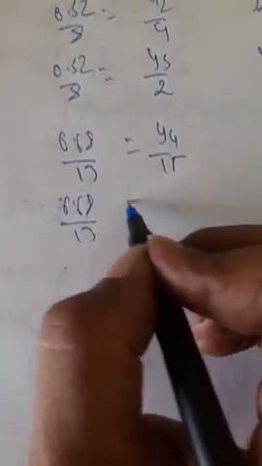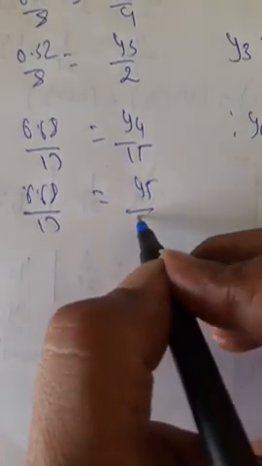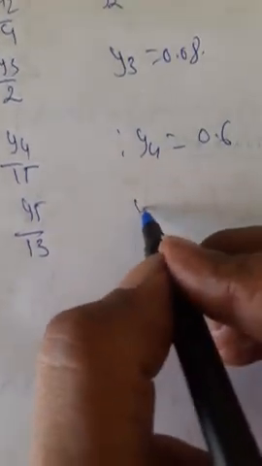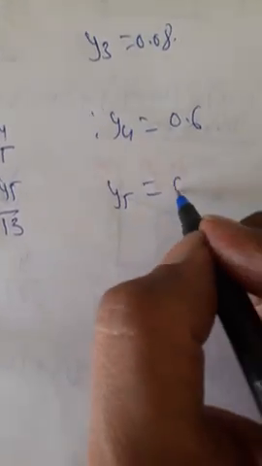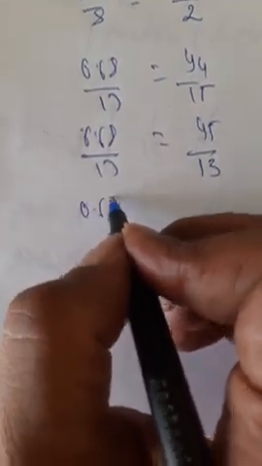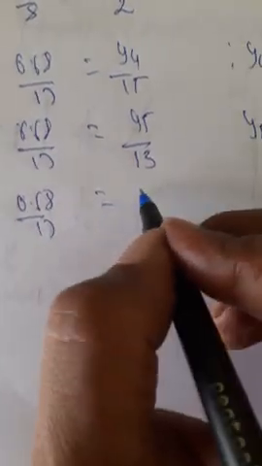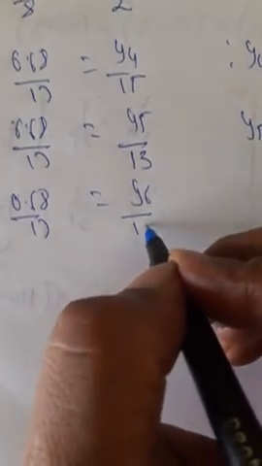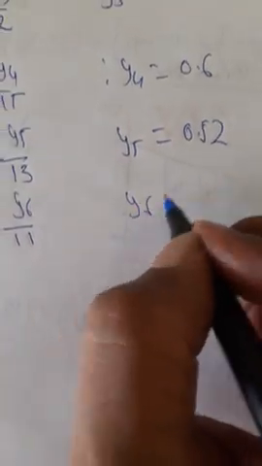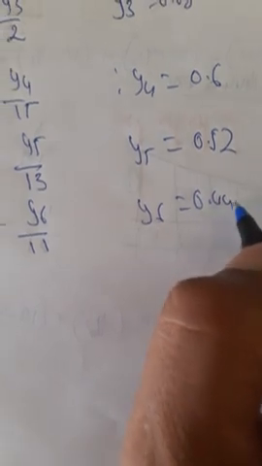0.68 divided by 17 is equal to y5 divided by 13. y5 is equal to 0.52. 0.68 divided by 17 is equal to y6 divided by 11. y6 is equal to 0.44.